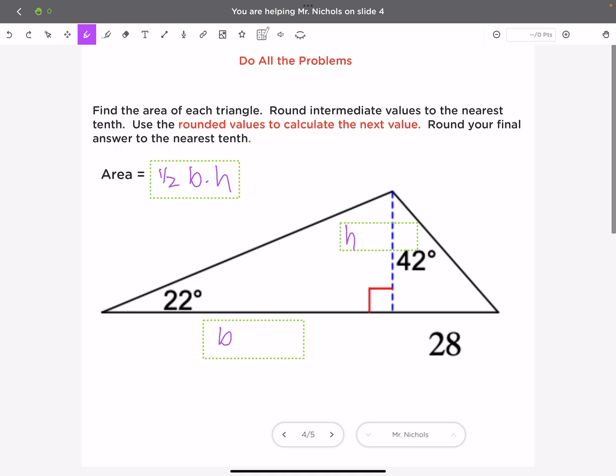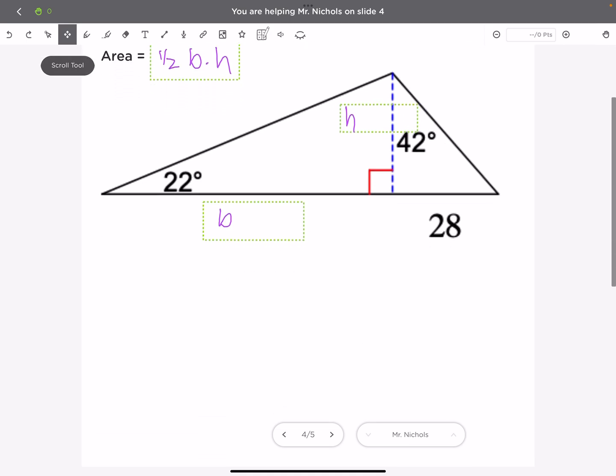And once you remember, you're going to round those values to the nearest tenth, and then we use the rounded values to calculate the next value. And that's going to be important later. All right, so let's first find the H, the height.